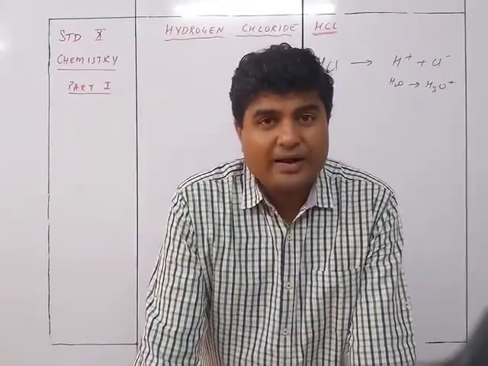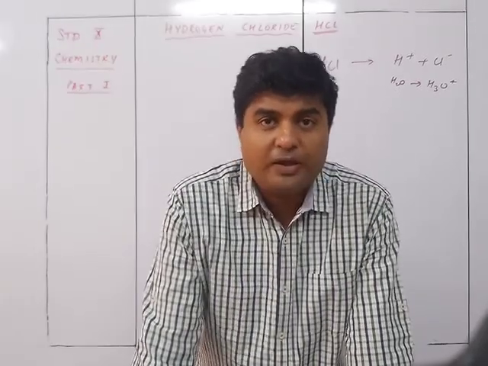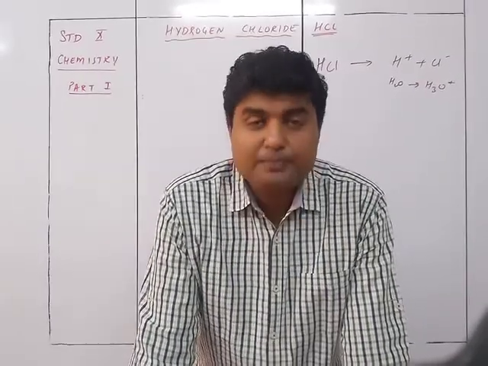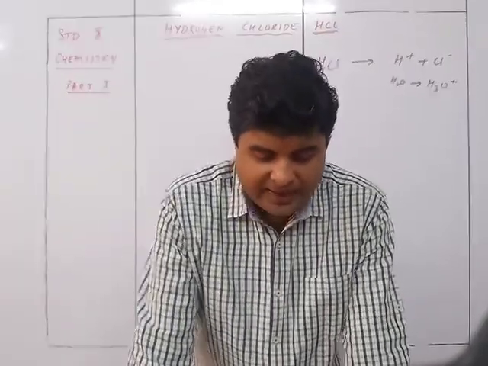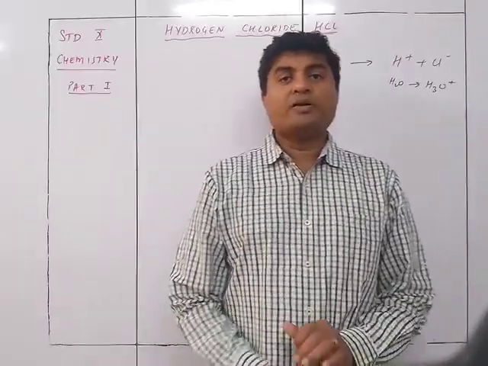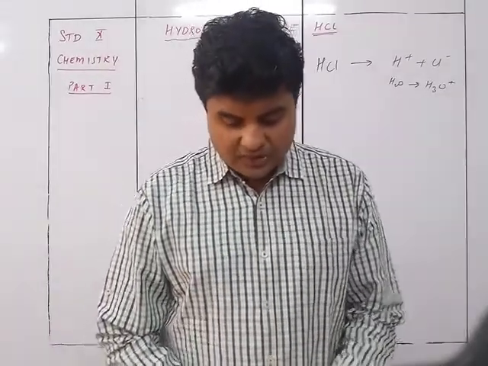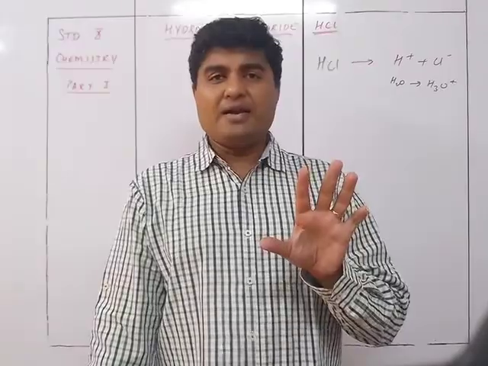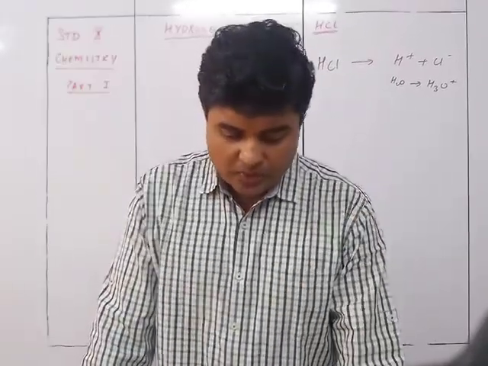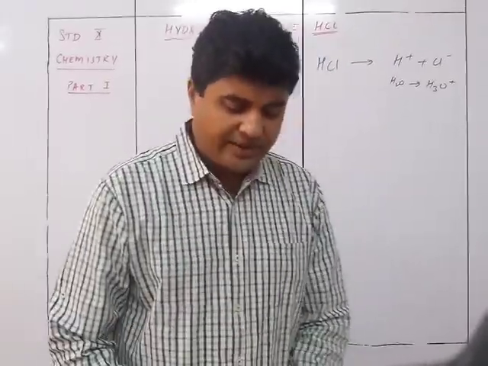Acid plus carbonate or bicarbonate will give you salt plus water plus carbon dioxide. Acid plus sulfite or bisulfite will give you salt plus water plus sulfur dioxide. And acid plus sulfide will give you salt plus hydrogen sulfide. So these are the five reactions which are standard for the acids. We are going to see them one by one, with examples of each.